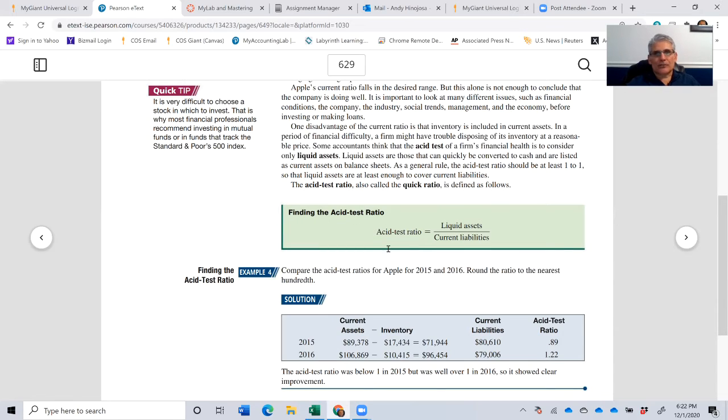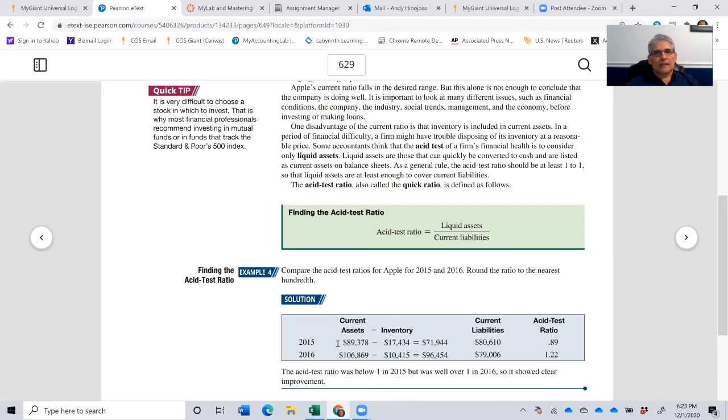The asset test ratio is taking liquid assets divided by the same current liabilities. Liquid assets. So what are we going to do? We're going to exclude things like inventory, okay? Because we don't consider inventory to be a liquid asset. So as an example here, compare the asset test ratios for Apple for 2015 and 16, rounded to the nearest hundreds, okay.